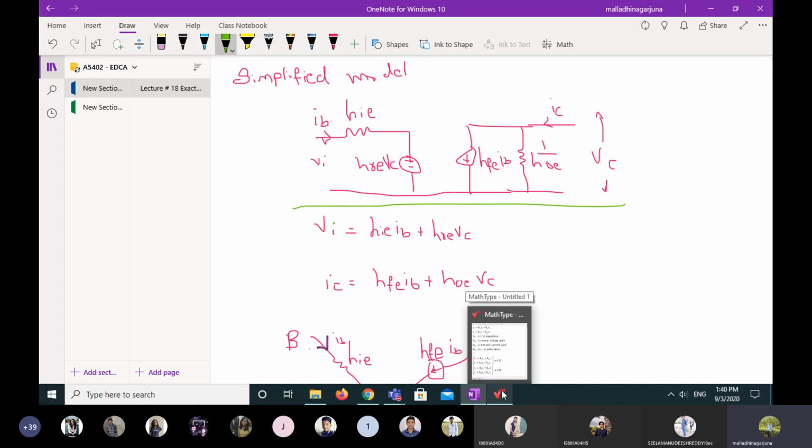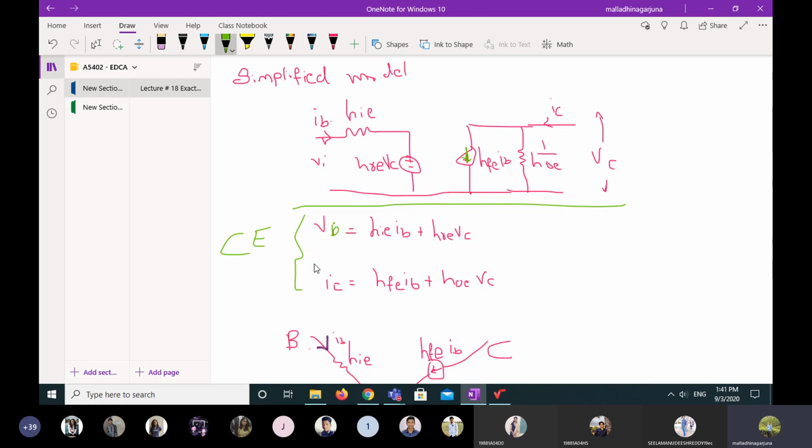Okay, so draw this, and this is the arrow mark, a down arrow. Now coming to these equations, these are what we call the H parameter equations of the CE amplifier. For the CE amplifier, these two equations: VB is equal to HIE IB plus HRE VC, IC equal to HFE IB plus HOE into VC. Now let us see how we can simplify this structure.